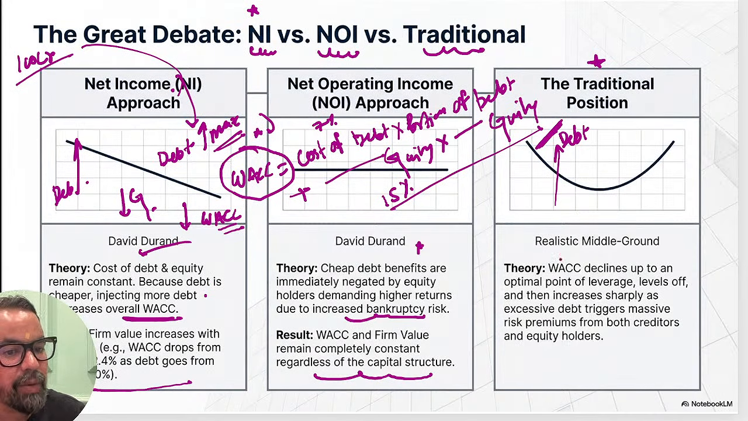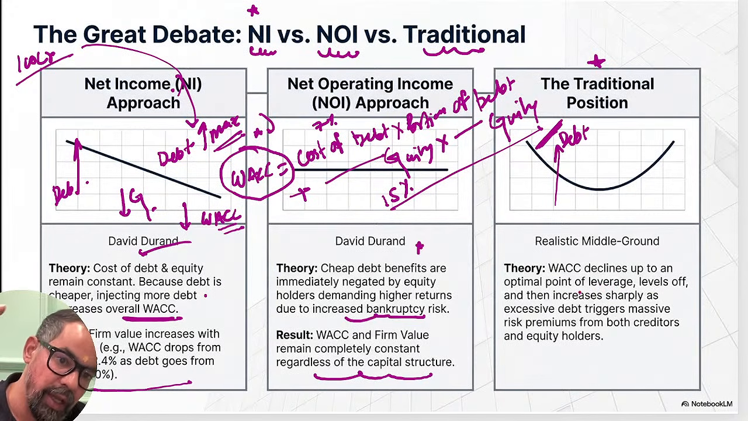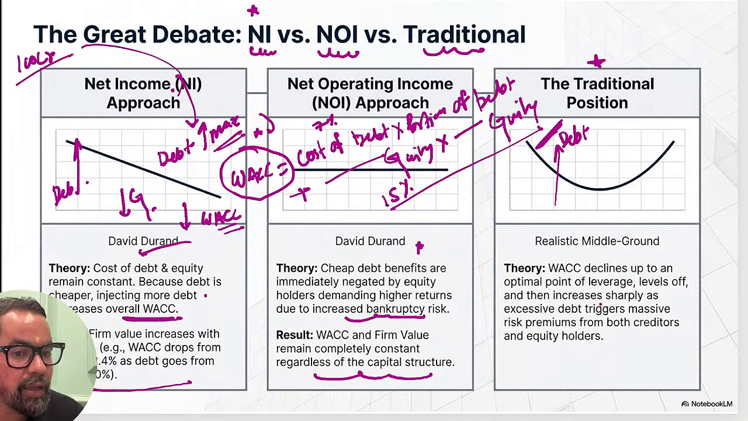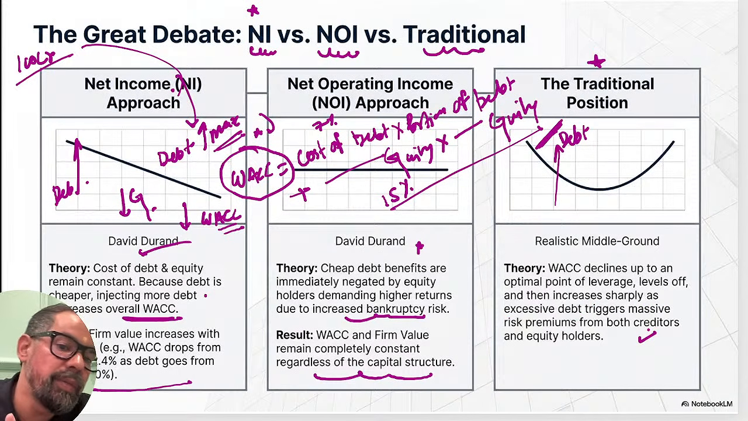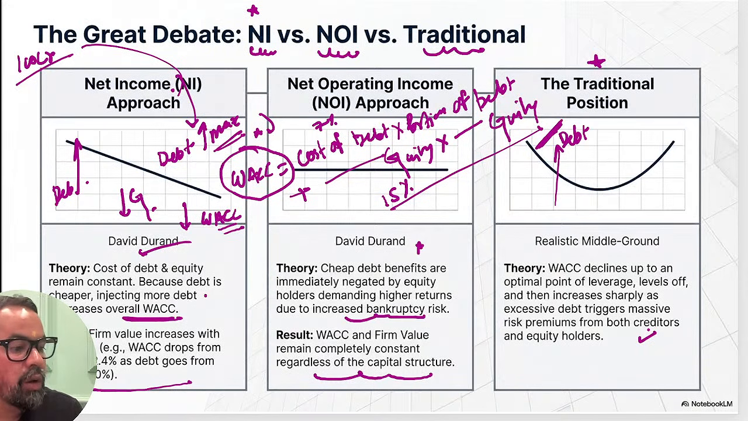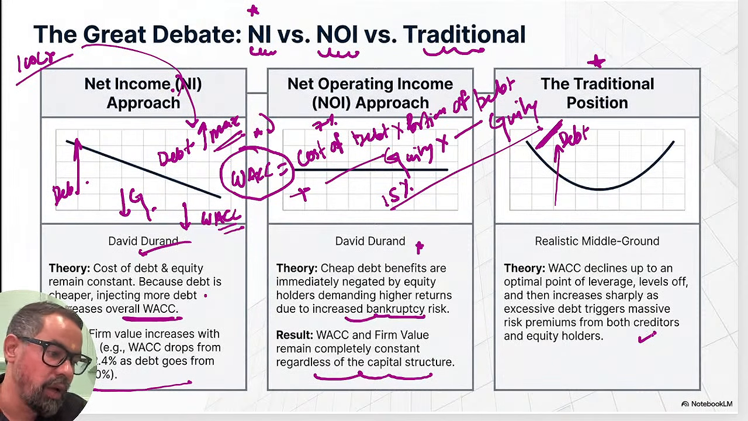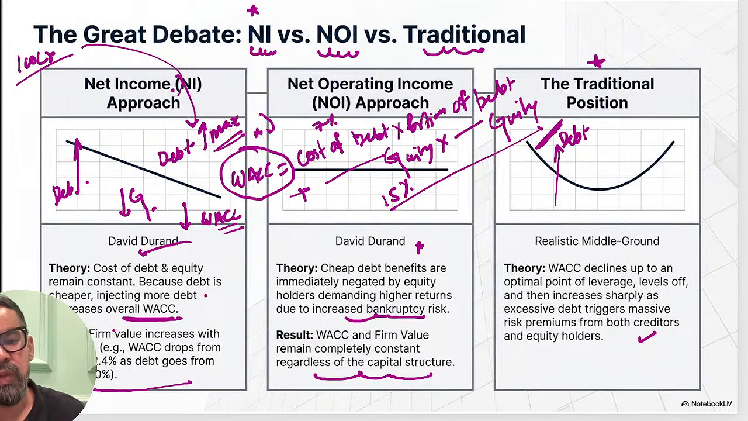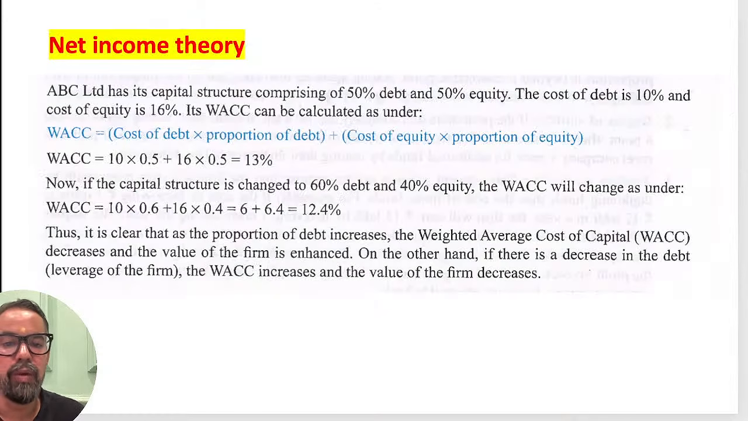So weighted average cost of capital declines up to an optimal point of leverage. If you go beyond that, then it increases sharply, as excessive debt triggers a massive risk premium from both creditors and equity holders itself, right? Cost of debt, when it comes to long term, weighted cost of debt into proportion of debt plus cost of equity into proportion of equity. Yes, absolutely 100% correct, Sushil sir, okay? So that is something you have to remember from this.